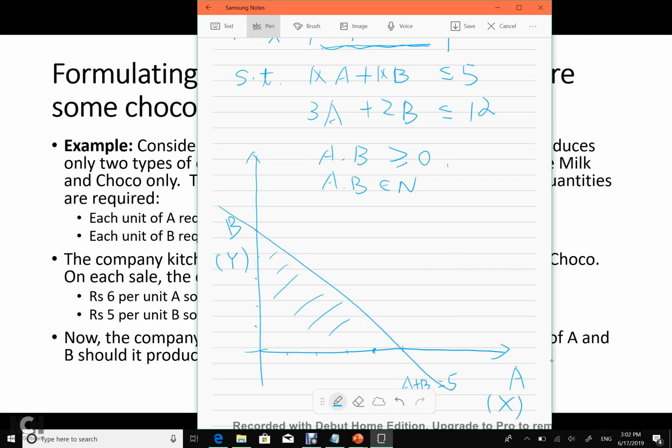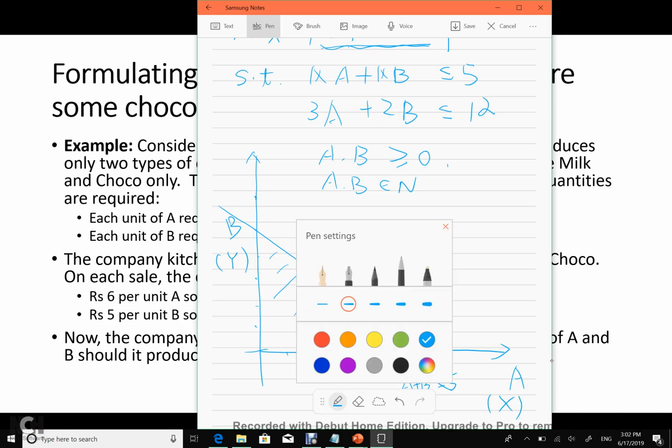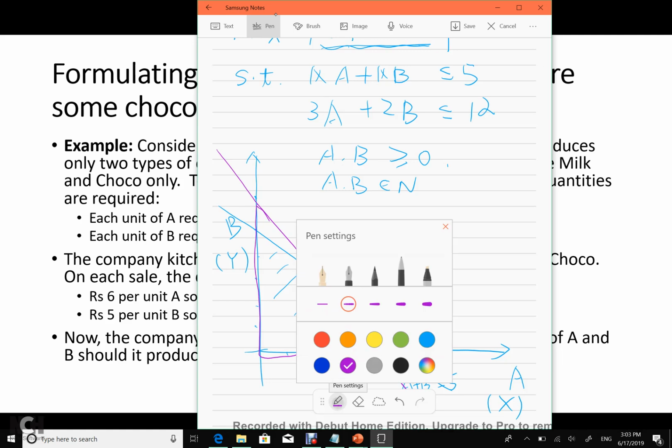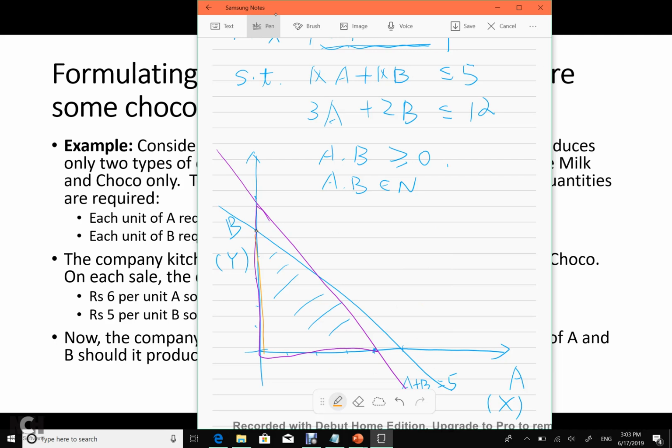Okay, so now 3A plus 2B corresponds to this line. Let's use a different color to represent that. So 3A plus 2B smaller than or equal to 12 corresponds to this area, this purple area. And A plus B smaller than or equal to 5 corresponds to, let's use this color to represent, this area.